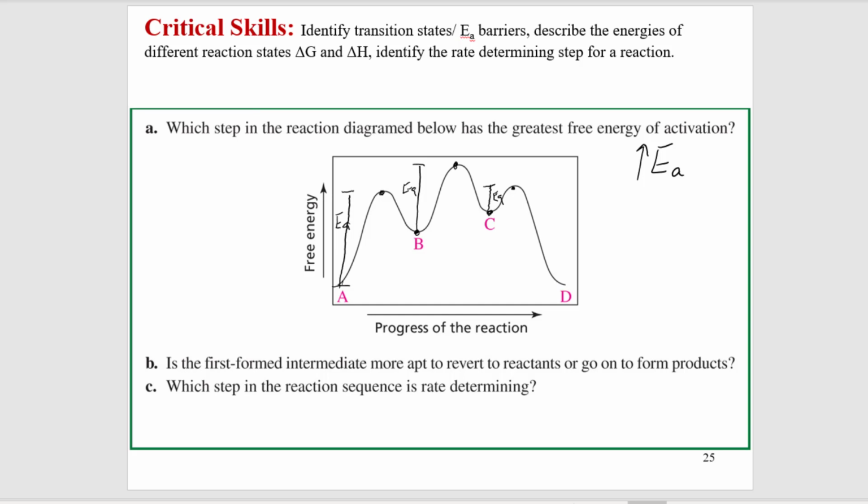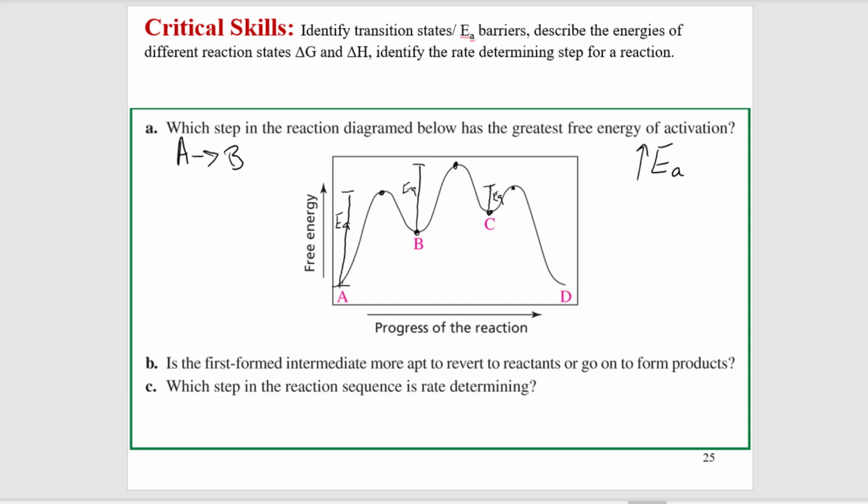This is different than the rate determining step. I'm asking which has the greatest free energy of activation. So the answer to this first question would be, it looks like A to B has the biggest or the greatest energy of activation. I'm going to skip B for a moment and go to C. Which step is the reaction's rate determining step?